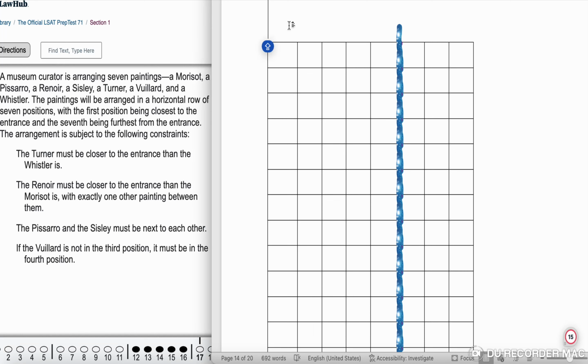A museum curator is arranging 7 paintings: M, P, R, S, T, V, W.